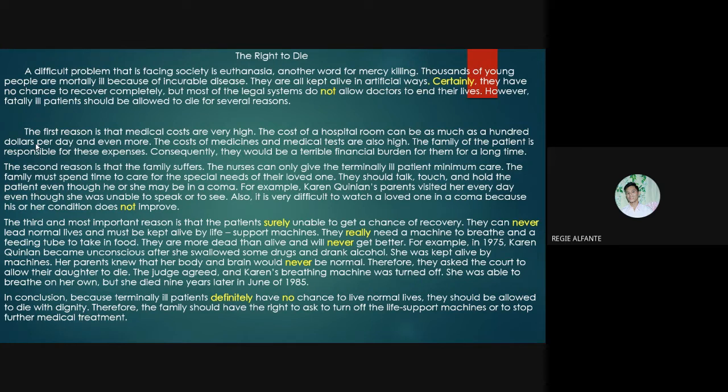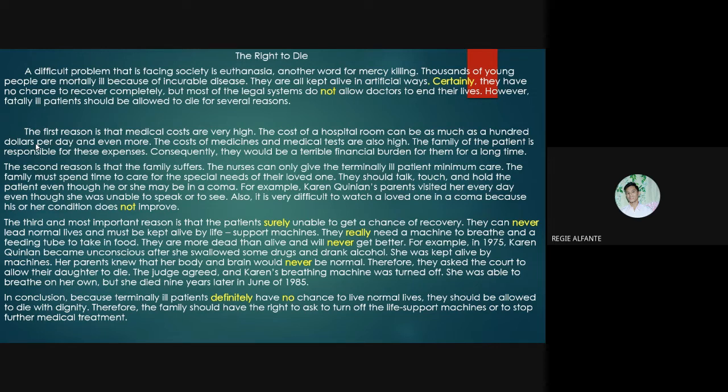A difficult problem that is facing society is euthanasia, another word for mercy killing. Thousands of young people are mortally ill because of incurable disease. They are all kept alive in artificial ways. Certainly, they have no chance to recover completely, but most of the legal systems do not allow doctors to end their lives. However, fatally ill patients should be allowed to die for several reasons.